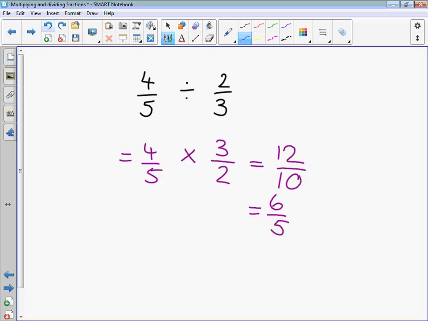I'm going to convert it to a mixed number. There is a vodcast on this. The number in 5s and 6 is 1, my remainder is 1, my denominator stays the same as 5. So my answer is 1 1/5.